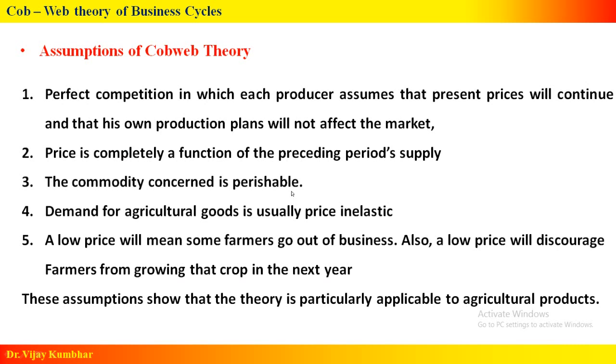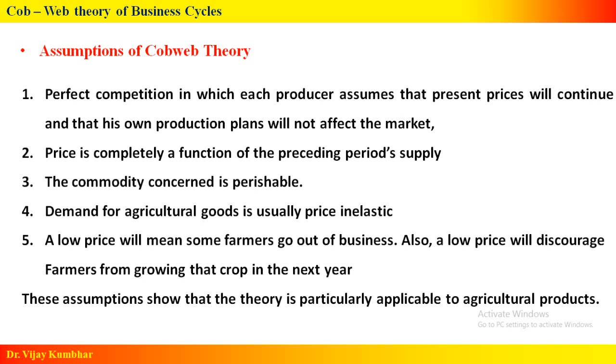These are some important assumptions of the cobweb theory. First is perfect competition, in which each producer assumes that the present price will continue and that his own production plans will not affect the market. It means the producer assumes the present price trend will continue, and it will not affect his production in the market.